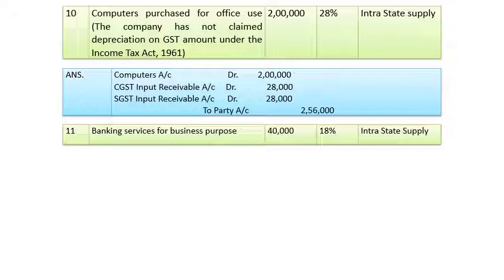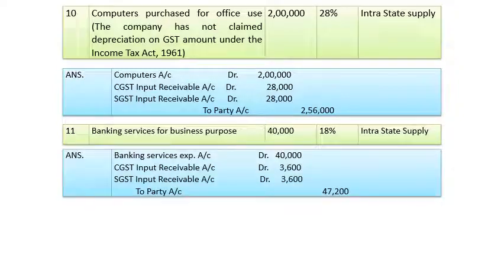But if the situation is that the company has claimed the depreciation on the GST amount under the Income Tax Act 1961, then in that situation the entry will be different. In that situation, the entry is computers account debit 2,56,000, to party account 2,56,000. So what will the company do in that case? The company will add it into the cost price of the computers. So 2,56,000, 2,56,000. This way the entry can be passed.